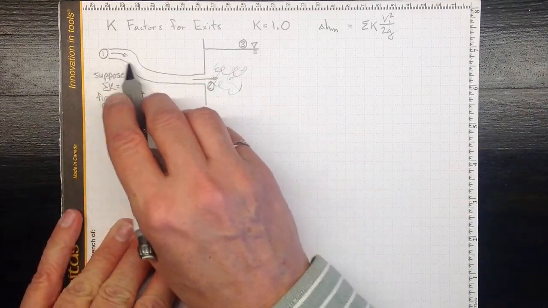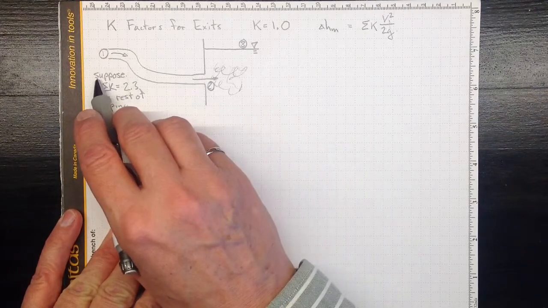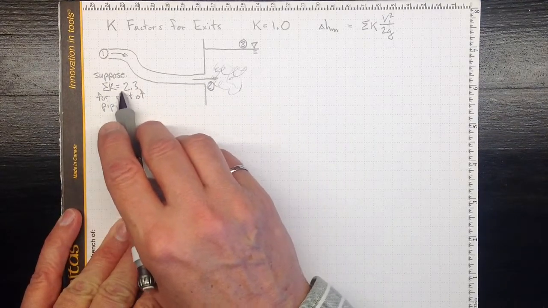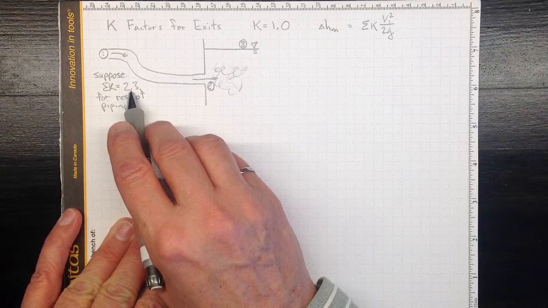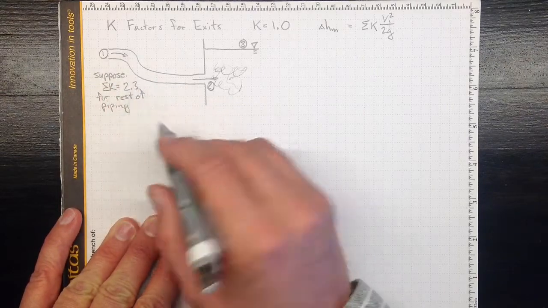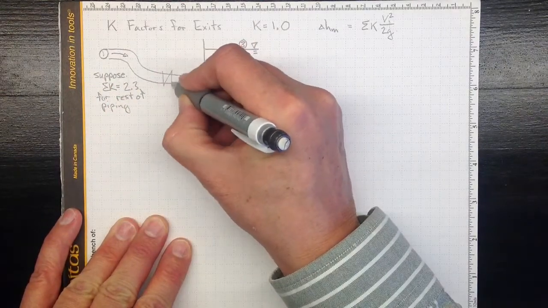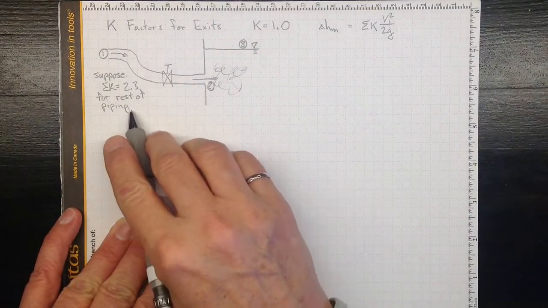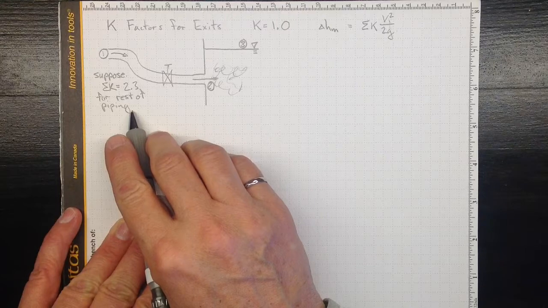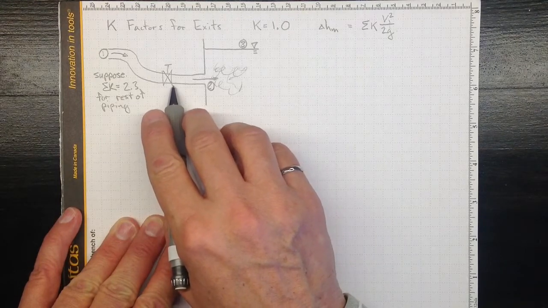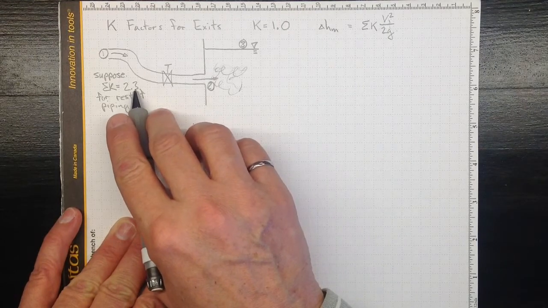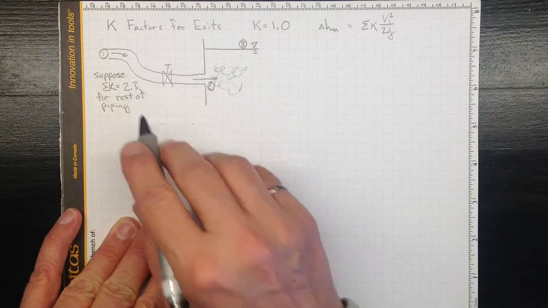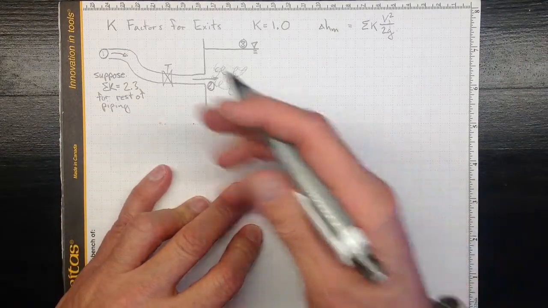So suppose for this piece of pipe from location 1 to location 2, we have k equal to a total of 2.3 for the other fittings in the pipe. Maybe there's a valve here and some other stuff going on. A total of 2.3 for the rest of the piping. Should the sigma k that we use in our delta HM calculation be 2.3 or 3.3? And it's really pretty straightforward.